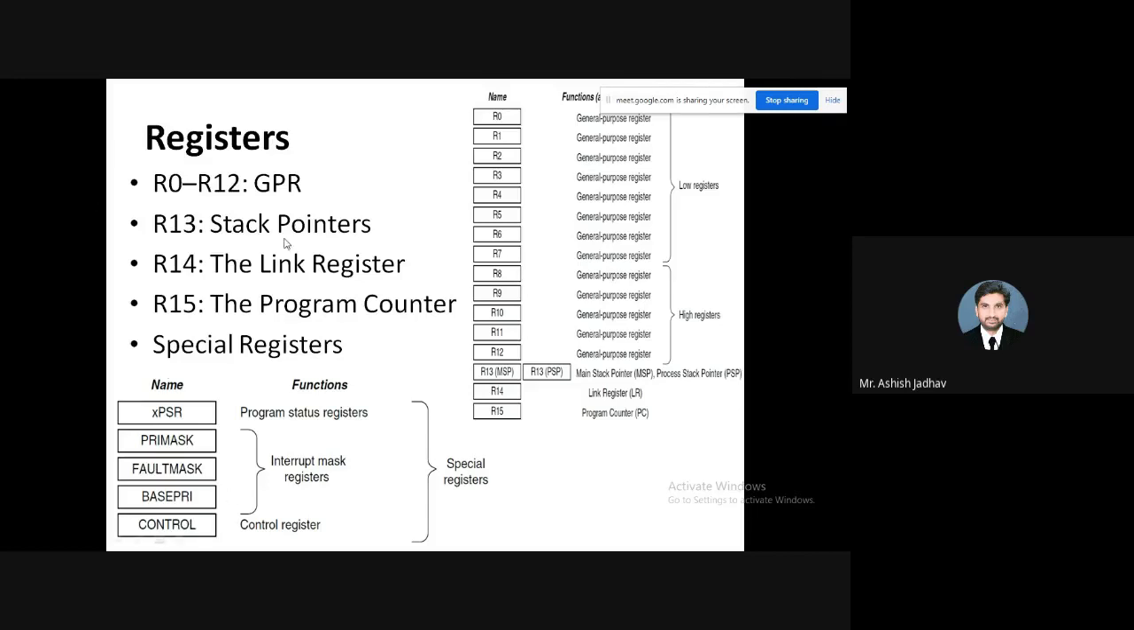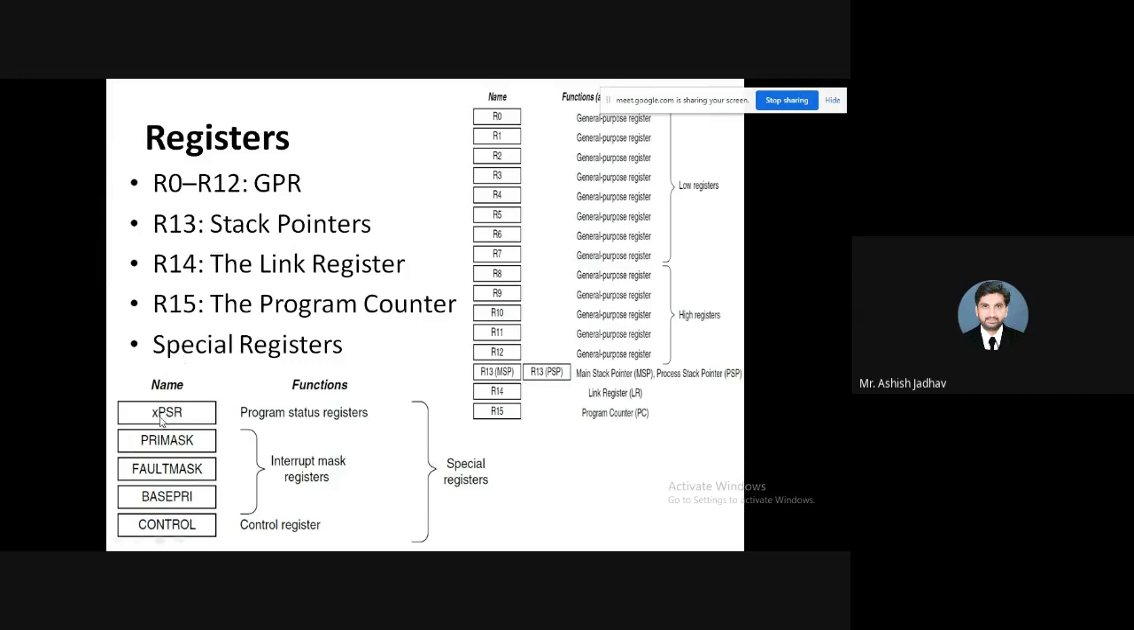There are some special function registers, out of which the control register I have just described. The rest of the four are PSR, PRIMASK, FAULTMASK, and BASEPRI. PRIMASK, FAULTMASK, and BASEPRI are interrupt mask registers. Masking means disabling the interrupt, right? XPSR will be your program status register. And this XPSR also has three partitions: one is application, one is exception execution, and the last one is interrupt.